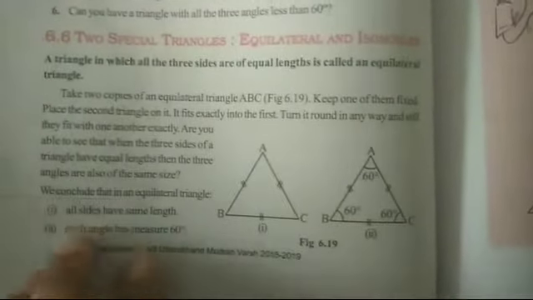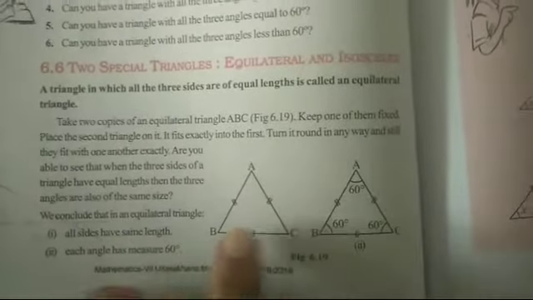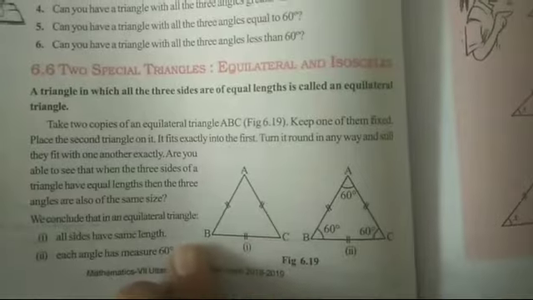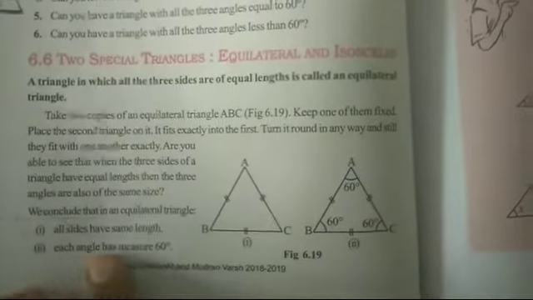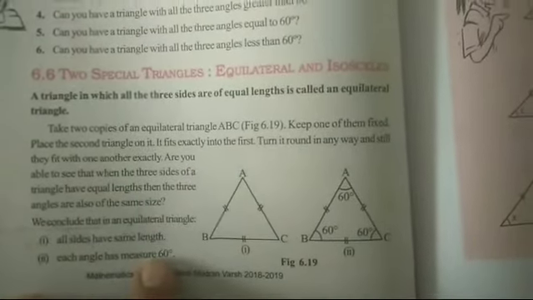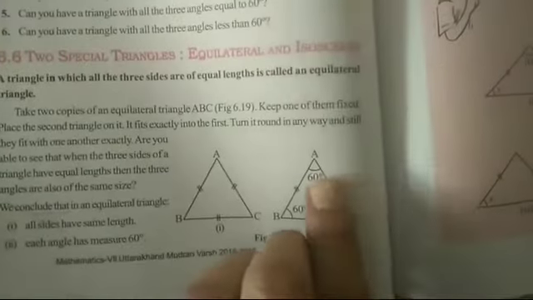So we conclude that all the sides of the triangle have the same length, that is AB is equal to AC is equal to BC, as well as all the angles are equal and each measures 60 degrees. So angle A is 60 degrees, angle B is 60 degrees, angle C is 60 degrees.